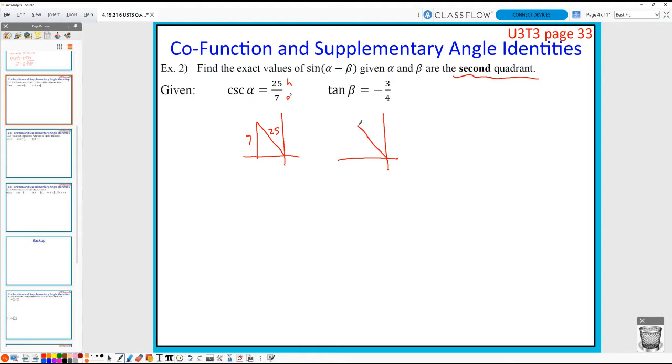And again, similarly here, it says negative 3/4. But again, y has to be positive, so 3 is positive. Negative 4, and this is 5. I think this is 24. 25 squared minus 7 squared is, and then take the square root, yep, 24. So this is negative 24.